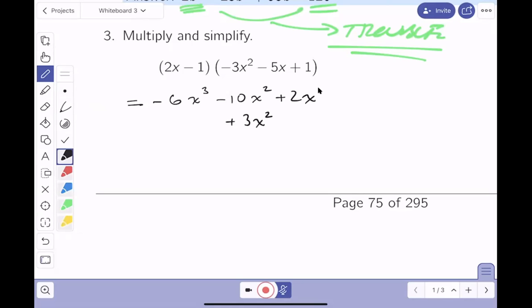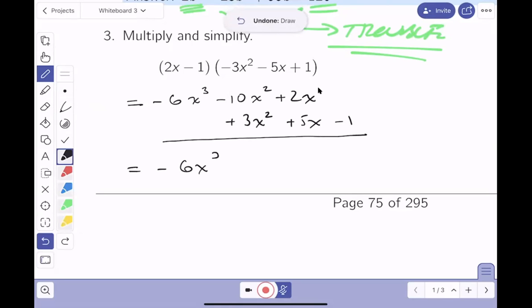What do you get now? Minus 1 times minus 5x is plus 5x. And now last but not least, minus 1 times 1 is minus 1. I put a little bar here indicating I combine these things together. Minus 6x cubed. Whoops. Let me get my eraser out. Minus 7x squared plus 7x minus 1.